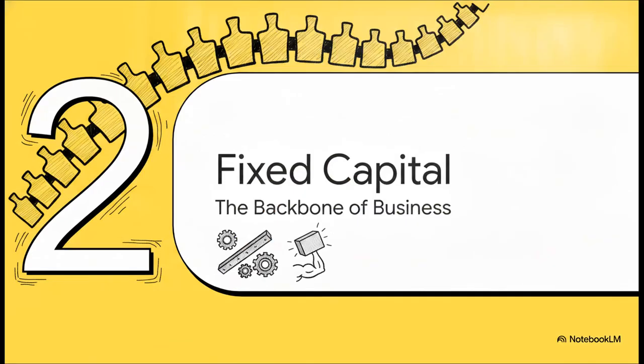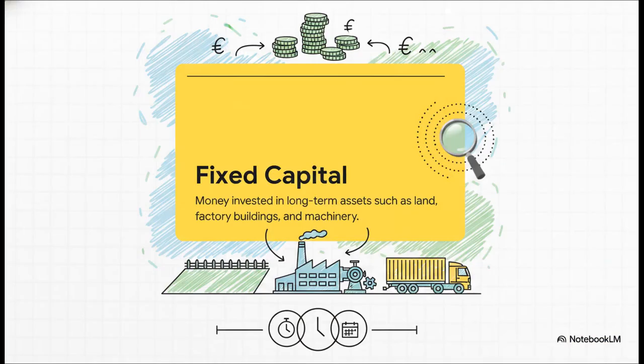Section 2. Fixed Capital Essentials. When you think of fixed capital, I want you to picture the very backbone of a business. This is where the heavy lifting happens. It's the money invested in long-term assets. We're talking about purchasing land, constructing giant factory buildings, buying heavy machinery, and securing transport vehicles. The absolutely crucial point here is that this money is locked in for a very long time. I mean, you can't easily sell a massive factory building tomorrow morning if you suddenly realize you need some quick cash. It's a major long-term commitment.